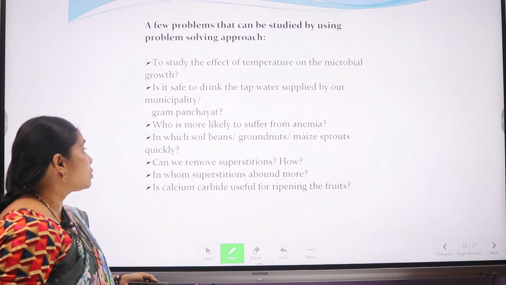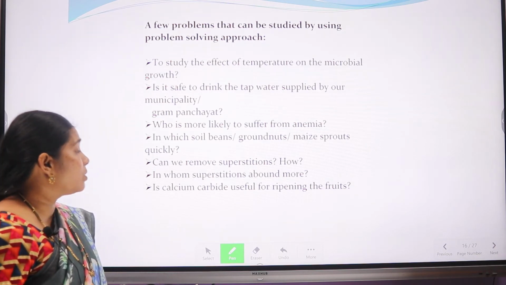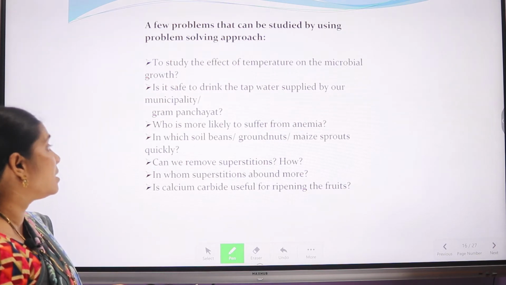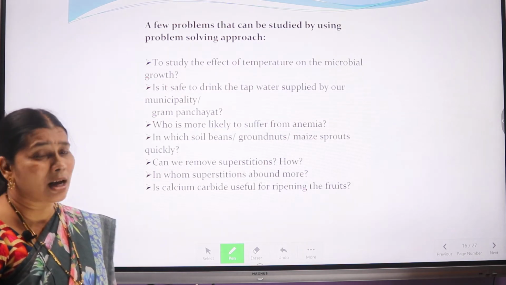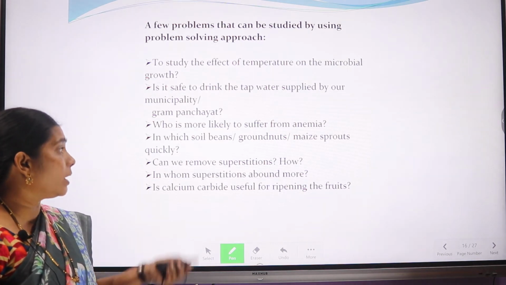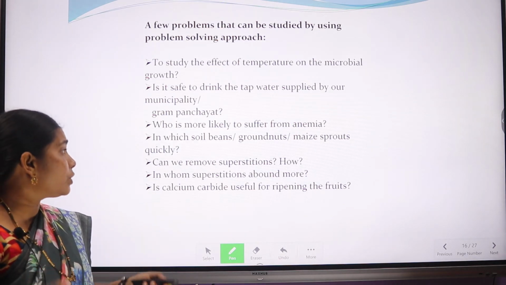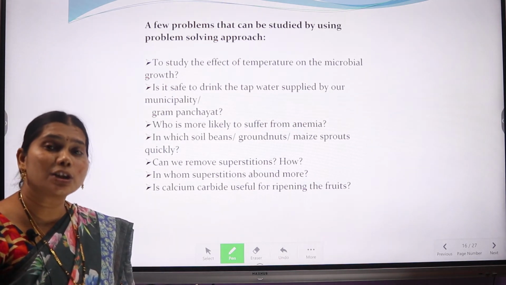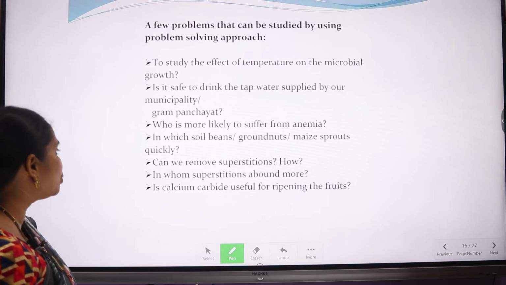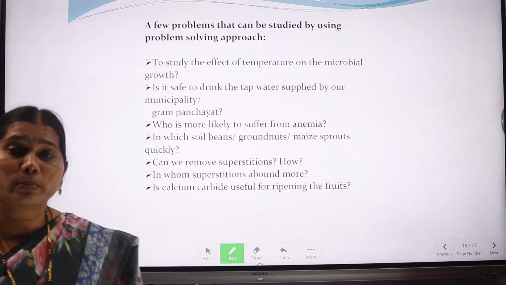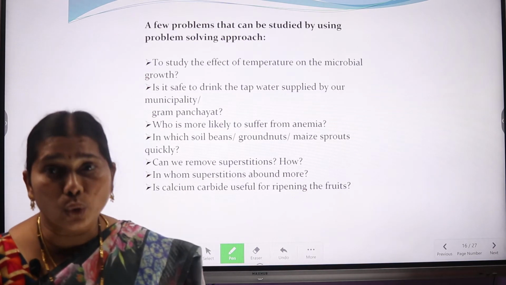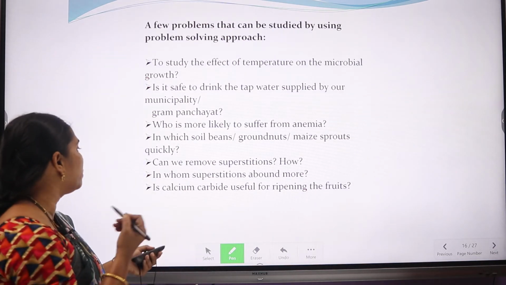In which soil do beans or groundnuts or maize sprout quickly? They can take up different types of soils and they can take maize, groundnuts, beans, and see in which type of soil they sprout quickly. We can ask our students to do this. Can we remove superstitions? And if you can remove superstitions from the people, how could you do it? This also could be a problem.